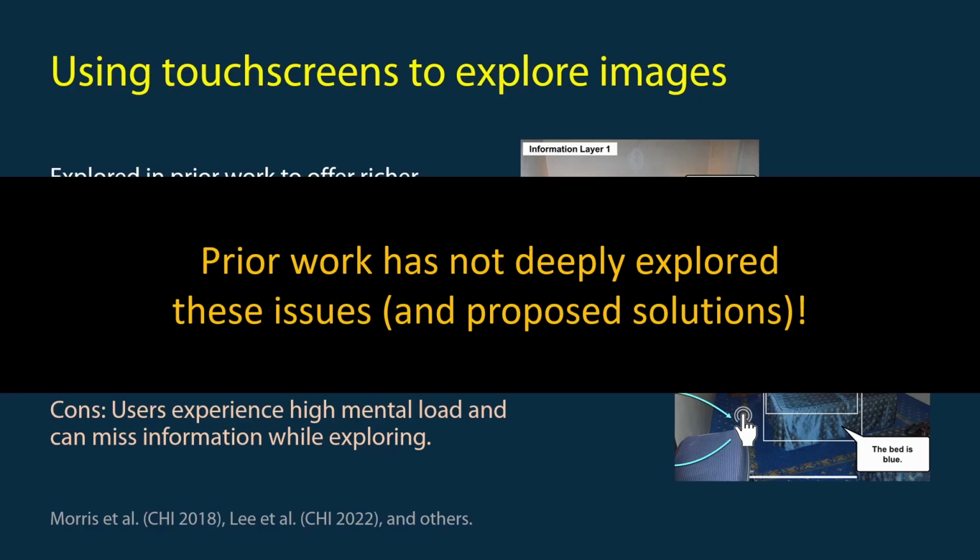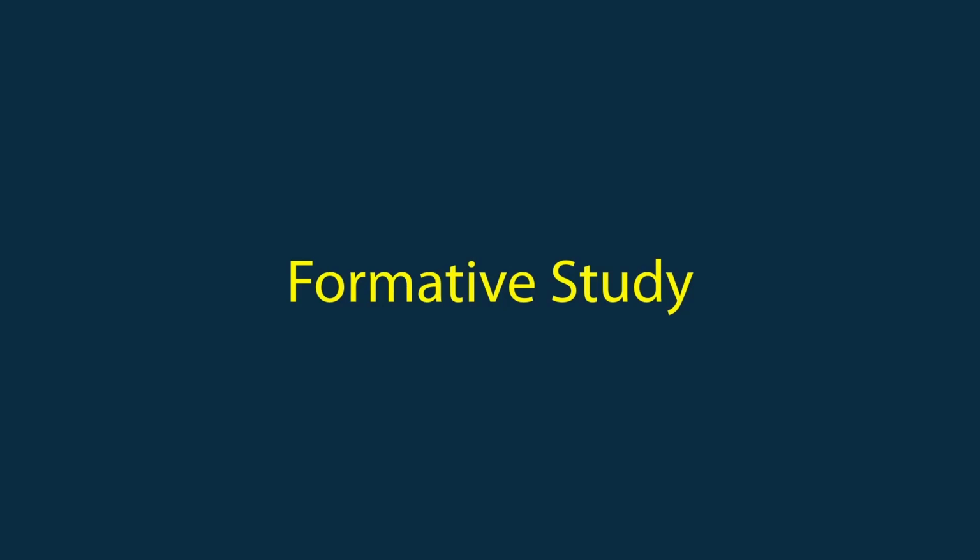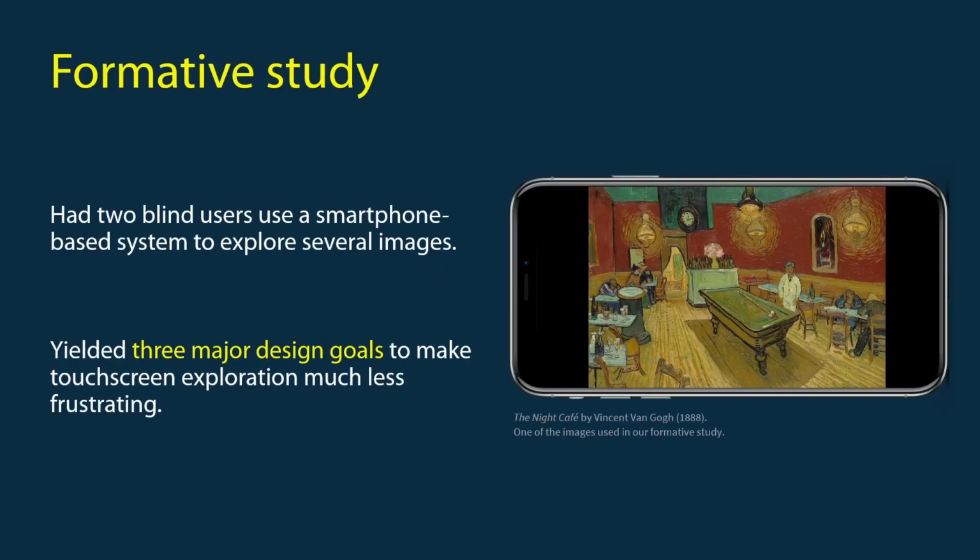We first want to identify the specific issues present in these systems, and so we performed a formative study, where we had two blind users use a smartphone-based system we recreated from existing approaches to explore several images. Our formative study ended up yielding three major design goals to make touchscreen exploration much less frustrating.